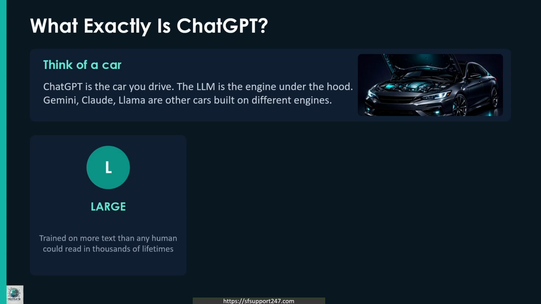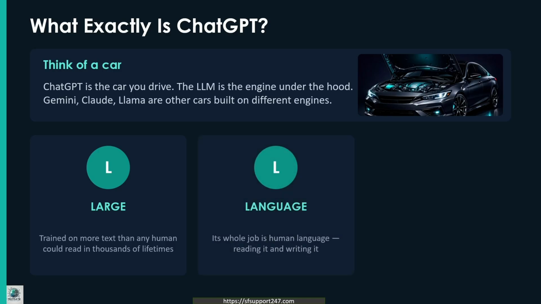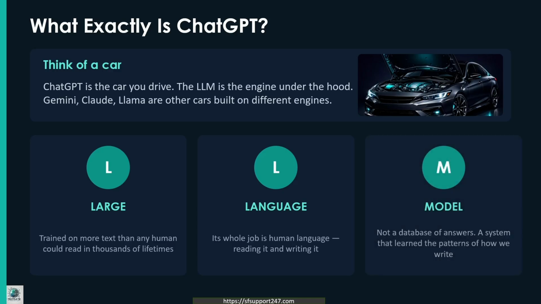What does large language model mean? Why are they called LLM? Let's decipher, let's understand what each letter means. Let's start with what is L? L stands for large, trained on more text than any human could read for years together. Second L stands for language. Its whole job is human language, reading it and writing it. M stands for model, not a database of answers, a system that learned the patterns of how we write.